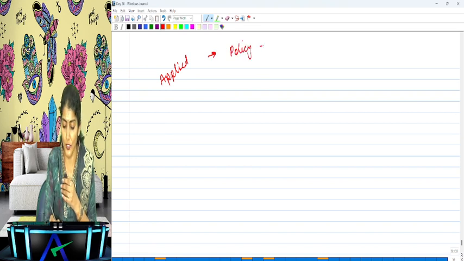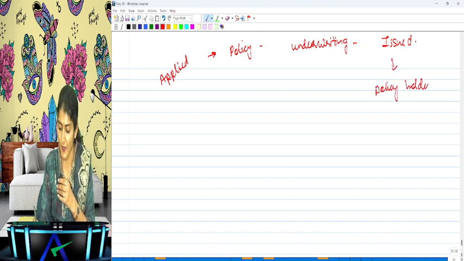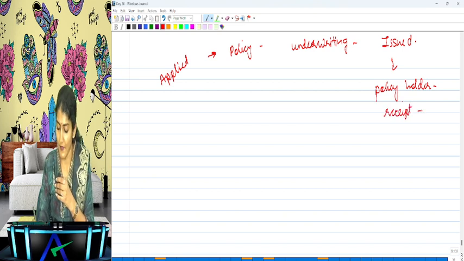Then what will the insurance company do? They will do the underwriting. After the underwriting is done, then the policy will be issued. And now the policy holder, is he in receipt of the policy documents? Has he received the policy documents? In receipt of the policy documents, the policy holder, yes.